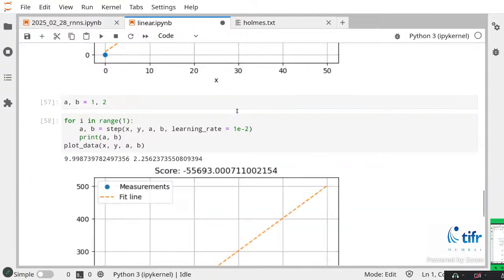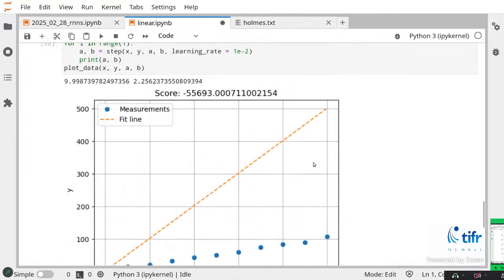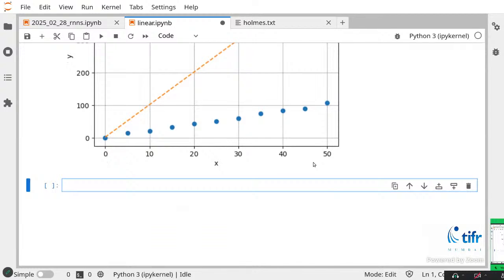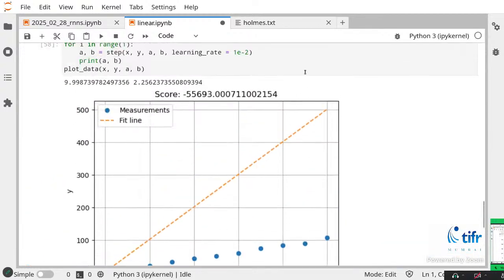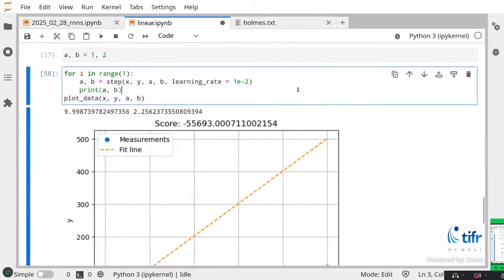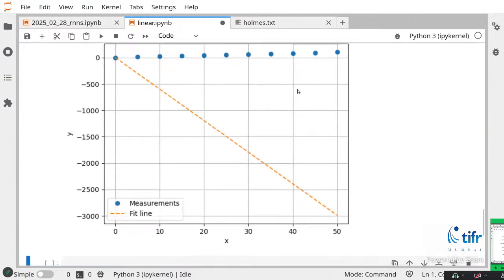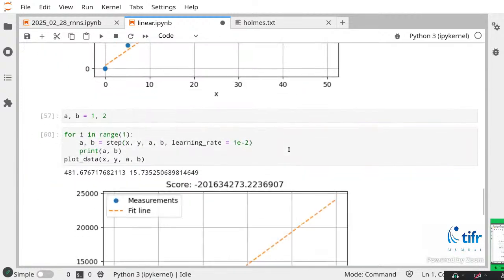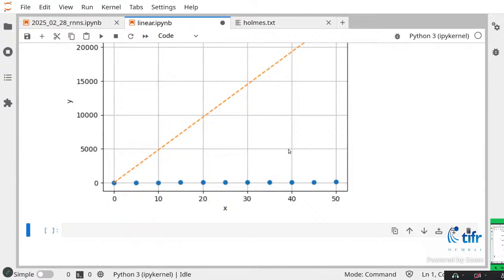And maybe you can already see what happened. After one step, this line has just gone way above all the points. Now let's try it once more. One more step. And now the line has gone way below the correct answer. We'll do one more step. Now it has again gone way above the correct thing. It does not seem to be coming close to the correct answer.